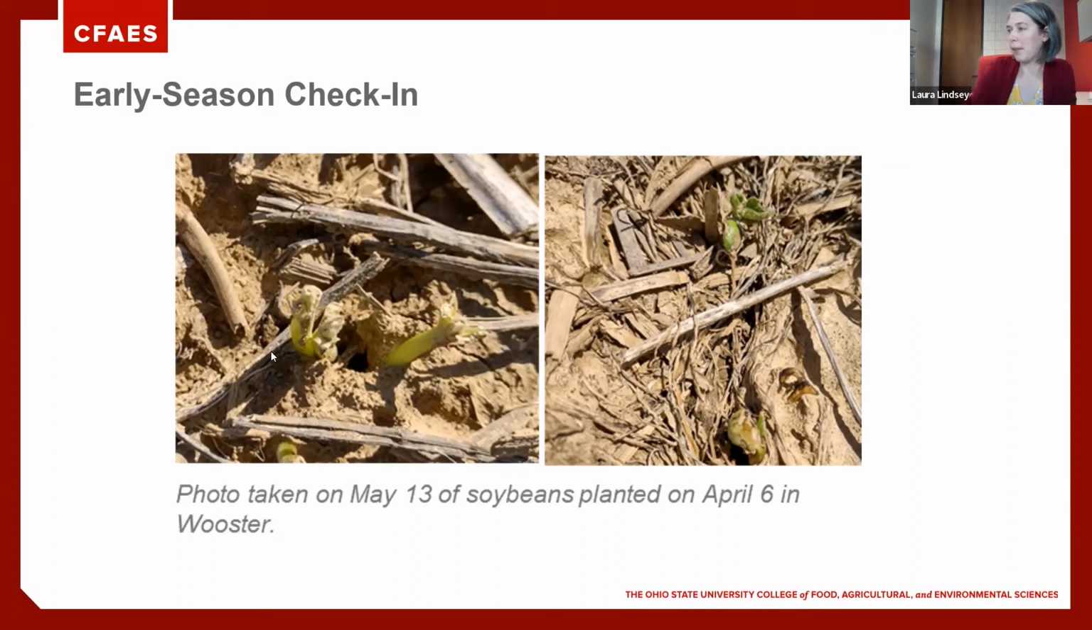I'm not completely sure. You can see that the cotyledons, I think there was some bean leaf beetle damage on the cotyledons, freeze damage. This soybean plant, the cotyledon is just stuck in the soil. So it was hard for those plants to come out of the ground. So it's a pretty ugly field in May.